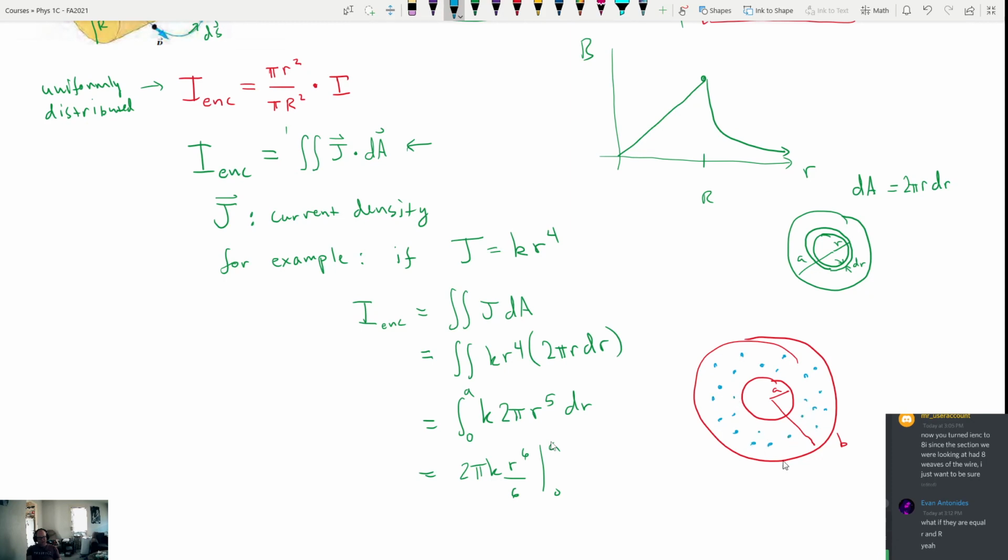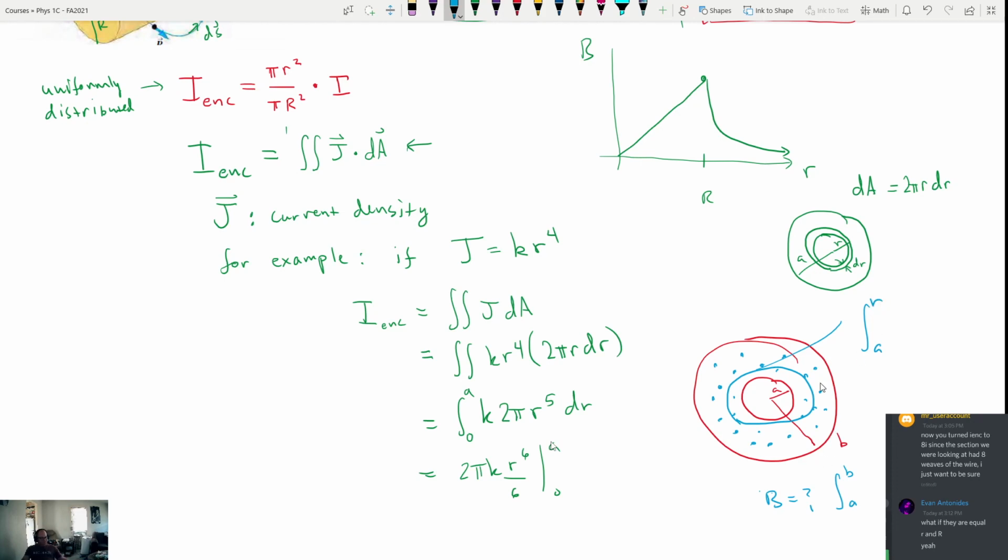In this case, you're going to have to integrate. If you wanted to find the magnetic field out here, you would be integrating from A to B. And if you want to find the magnetic field in this region here, you'd have to integrate from A to r or something like that, right?